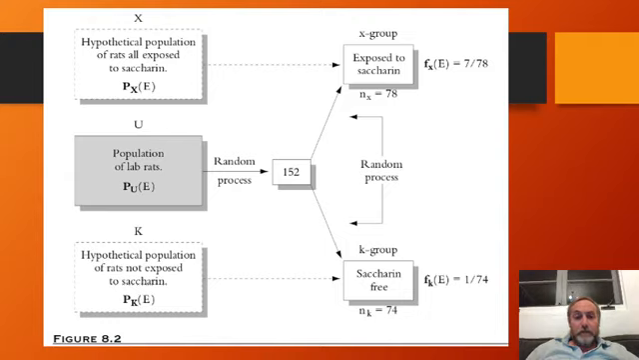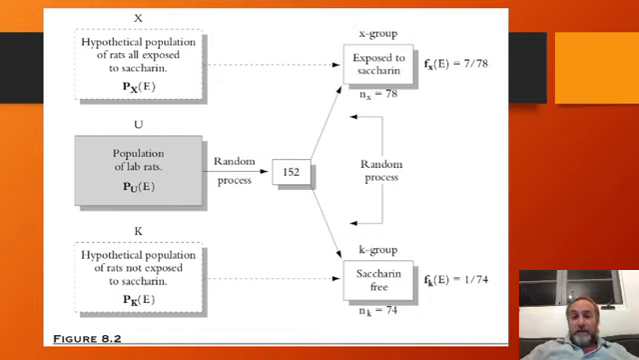So again, on the left, we've got our model where we have the real population and our hypothetical populations. What we actually do is randomly sample 152 rats from the real population, and then divide them again randomly into two groups, one all of which get saccharin, the other none of which get saccharin. 78 in the X group and 74 in the control group.